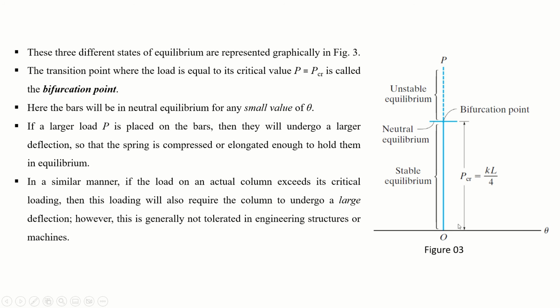So figure 3 is basically showing you this point. What is this line? This line is the neutral equilibrium. This is the point of critical load. If your load is less than this critical load, the column will be in stable equilibrium, and if it exceeds your critical load, then the column will be in unstable equilibrium. Okay.